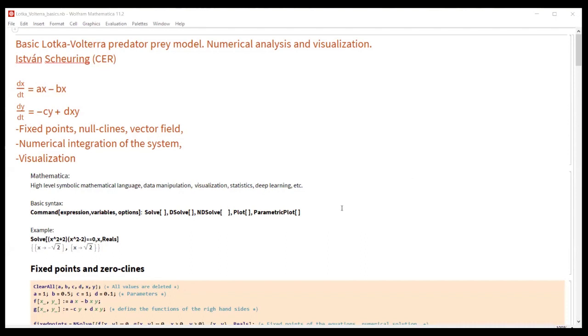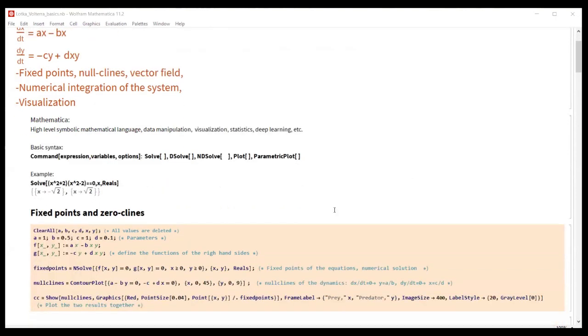So, without going into the details, I would only like to show the general syntax of it: there is some command, and after that, a square bracket. Within the square bracket, you can find an expression on which you have to do the command, and the variables of this expression. And the last part is the options. There are a lot of modifying options on it.